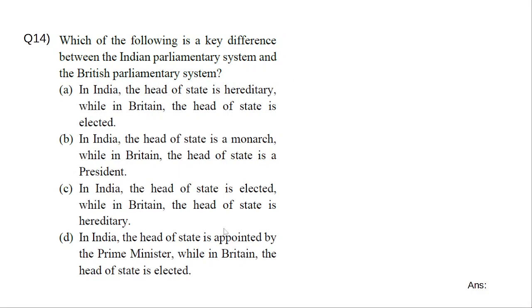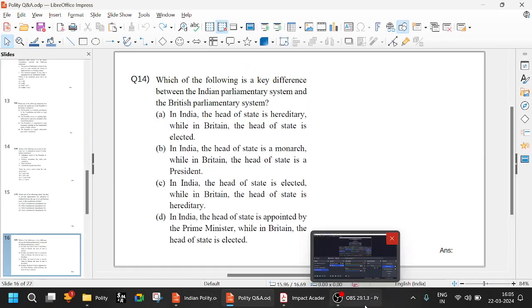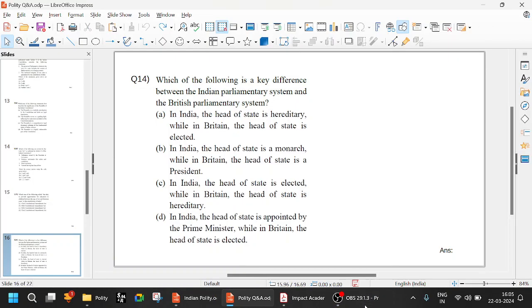So, which of the following is a key difference between the Indian parliamentary system and the British parliamentary system? Already we have seen that we have adopted the British parliamentary form of government rather than the American presidential form of government, because this system of government provides for more responsibility than stability. That is also a frequently asked question. So we want more responsibility than stability. So this provides for more responsibility. And the American system provides for more stability because the president is not responsible to the Senate.